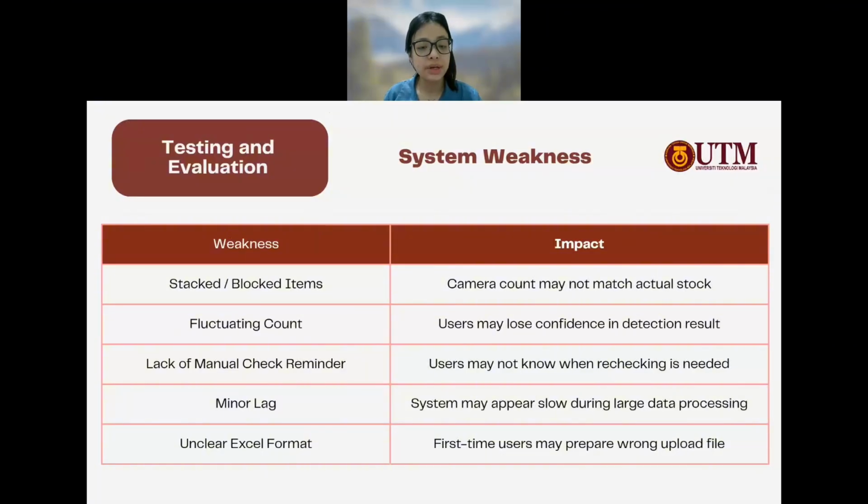Several weaknesses were also identified during the evaluation. The first weakness is that stacked or broken items affected the camera detection result. When the items were arranged too closely, the camera count might not match the actual stock. Second, some counting results fluctuated, especially when detecting stacked or densely arranged items. This could reduce user confidence in the detection result. Third, the system needs a clearer manual checking reminder, so users would know when manual rechecking was required. Other weaknesses include minor lag during large data processing and unclear Excel upload format for first-time users.